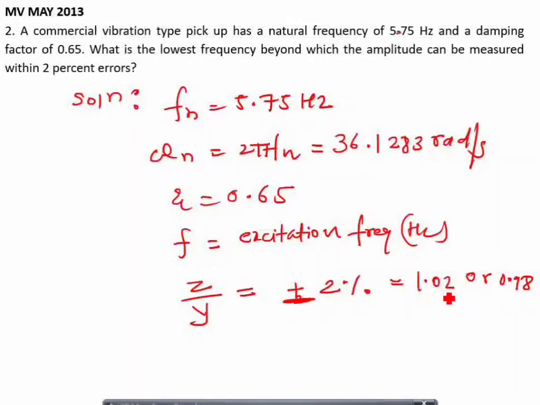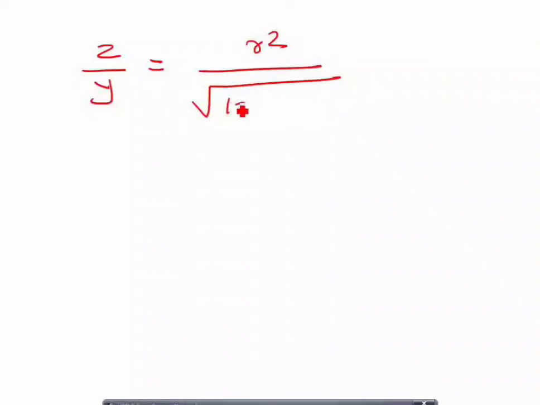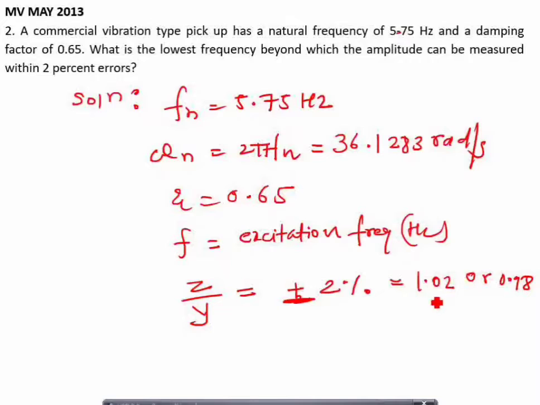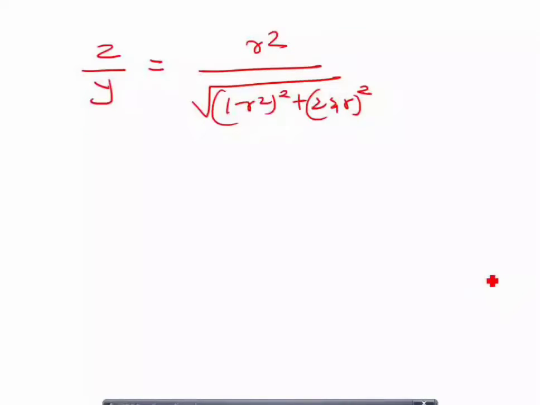Okay. So now, what is the formula we have for z upon y? So z upon y is equal to r square upon square root of 1 minus r square bracket square plus 2 zeta r square. Now they have given you the ratio z upon y as 1.02 or 0.98. So you have to select either 1.02 or 0.98. So how to select? For that we have to use the frequency response curve of a vibration measuring instrument. Okay, and zeta is given.